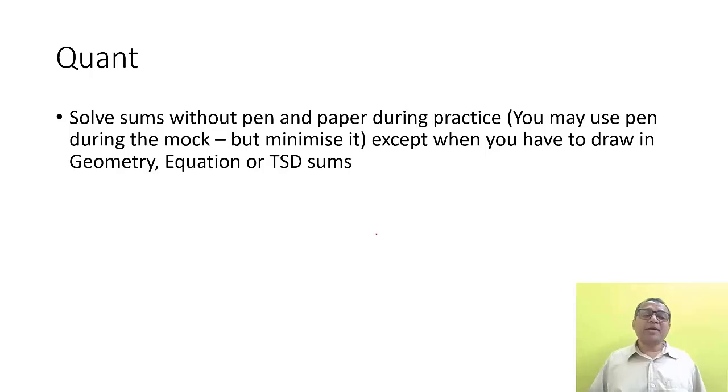For quant, ideally, if you really want to go fast, you should try to solve without a pen, because the moment you use a pen, you go slow. You waste your time on that. So you may use a pen during the mock, but during the practice sessions, try to avoid it. And in the mocks also, try to minimize the usage of the pen as far as possible. I'm not saying don't use a pen. You will have to use a pen, but minimize it. Also, not using a pen helps you get better methods of solving. You're forced to think differently so that you can get the answers. So try to solve some without a pen.